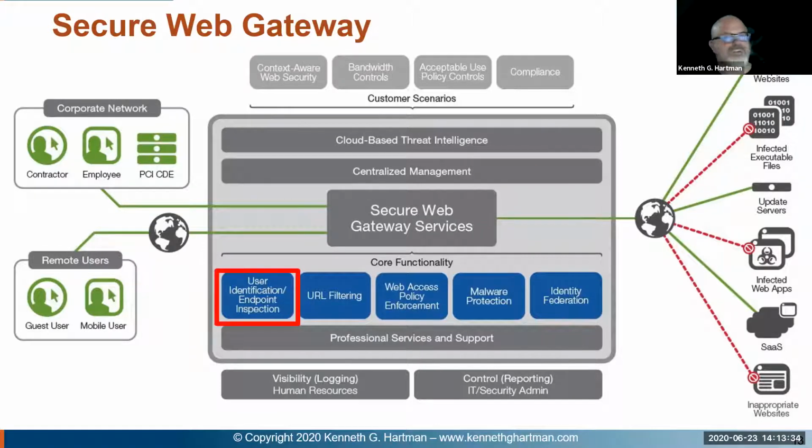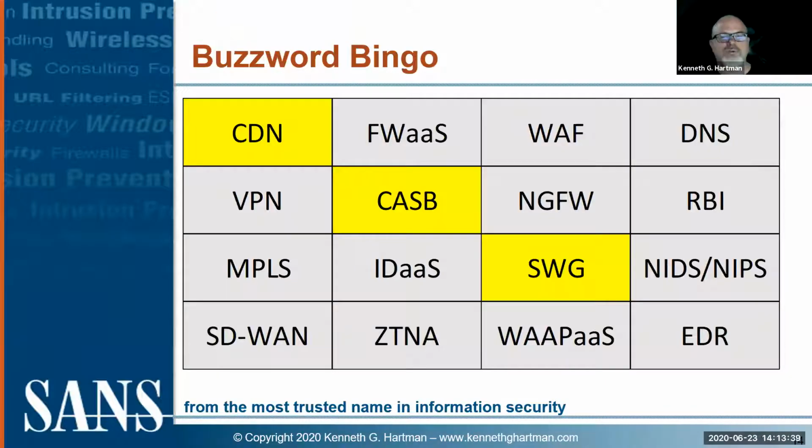Now also note there's a core function, and that's endpoint inspection, which is kind of a segue to my last buzzword bingo square, which is endpoint detection and response, EDR. And although the Gartner report doesn't specifically call out EDR as one of the converging technologies, we do know that CASBs and secure web gateways work best with an agent installed on the endpoint. And I'll explain why in just a moment. But first, consider that most enterprises do not want to have multiple different agents on their endpoints, especially when some of that functionality overlaps.